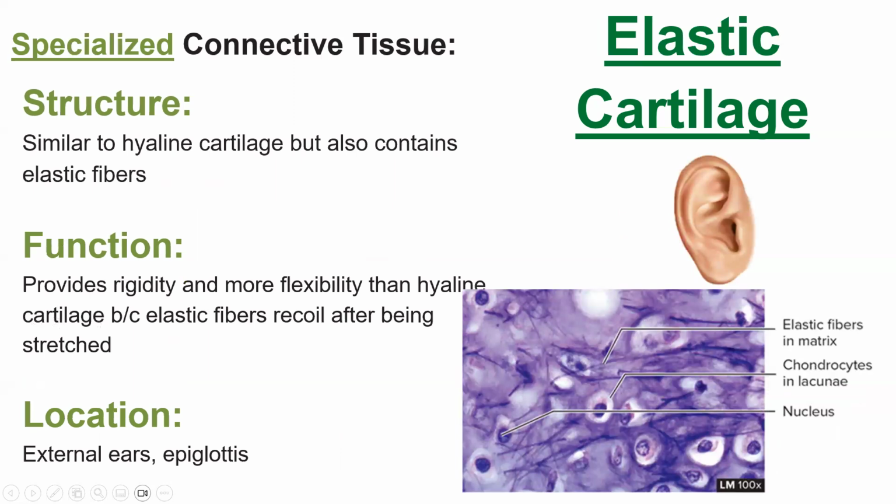All right, our elastic cartilage is going to have a similar consistency and look to hyaline cartilage. The big difference, no surprise, is that it has a higher percentage of elastic fibers. So a great example of this is our earlobe. You can tug all over your earlobe and it's going to go right back to the shape it already was. So it's a little more flexible than our hyaline cartilage because of those elastic fibers.